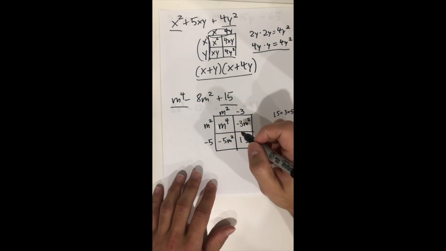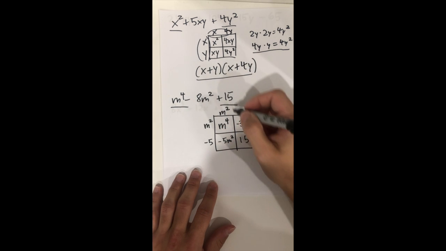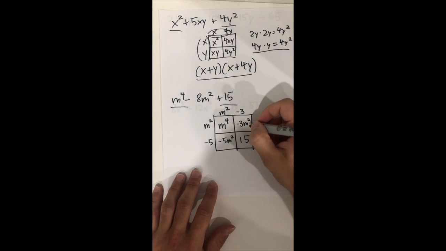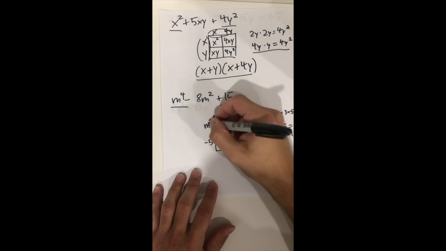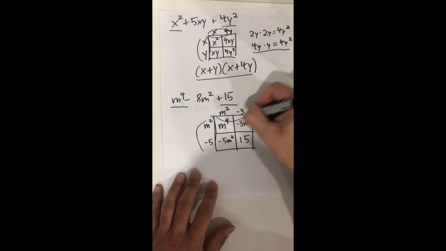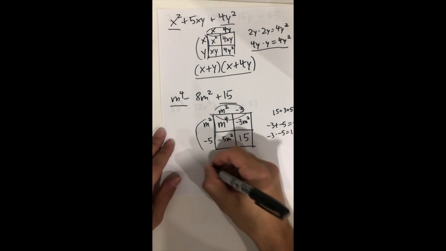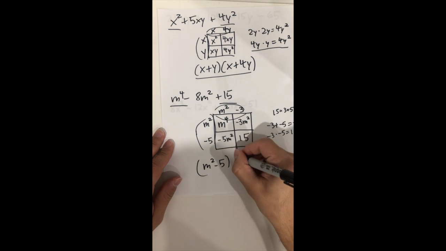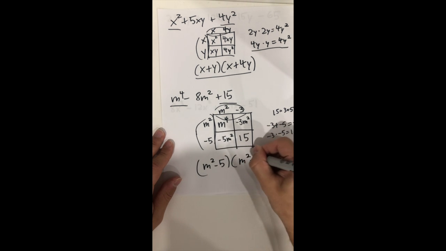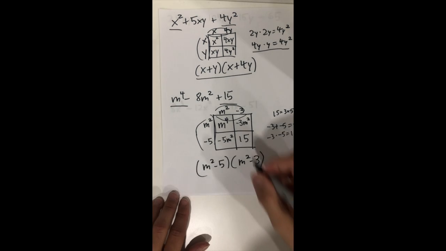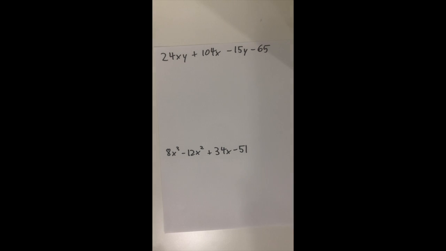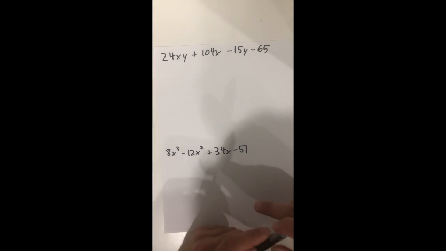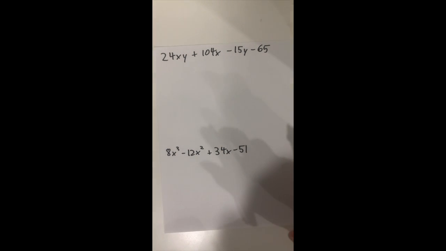Well, this isn't really a multivariable polynomial, it's just an example of a regular polynomial because our only variable is m. But if you add up everything in the rectangle, you will get what's up here. Same thing, we found the factors, they are on the outside. So now, m squared minus 5, m squared minus 3. We have successfully factored this into this. Okay, so these are the last two problems that we're going to do.